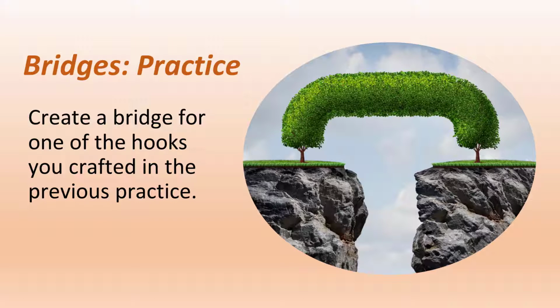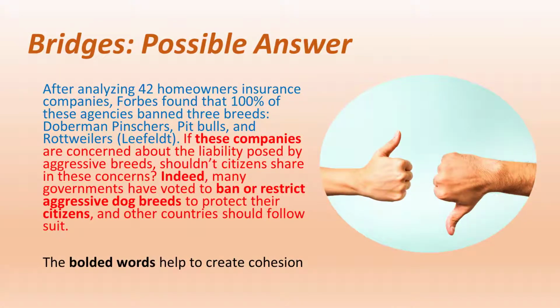All right, let's take a look at a possible answer. After analyzing 42 homeowners insurance companies, Forbes found that 100% of these agencies banned 3 breeds: Doberman Pinschers, Pit Bulls, and Rottweilers. If these companies are concerned about the liability posed by aggressive breeds, shouldn't citizens share in these concerns? Indeed, many governments have voted to ban or restrict aggressive dog breeds to protect their citizens, and other countries should follow suit. Note here that the bolded words help to create more cohesion.